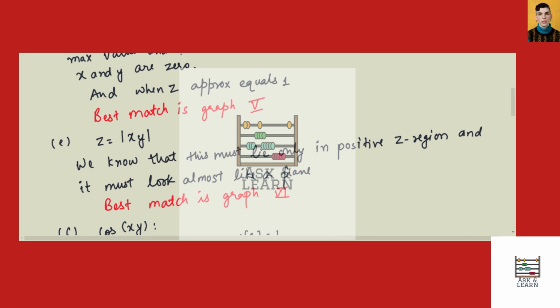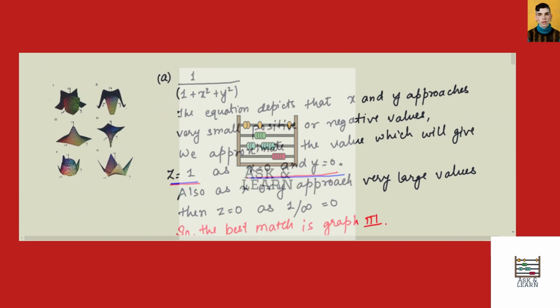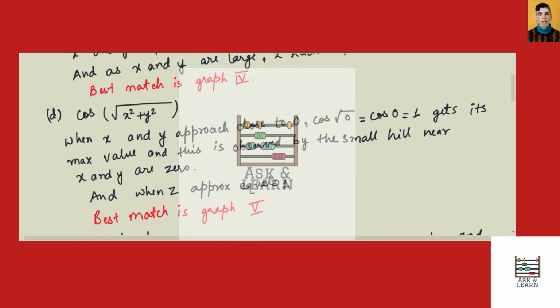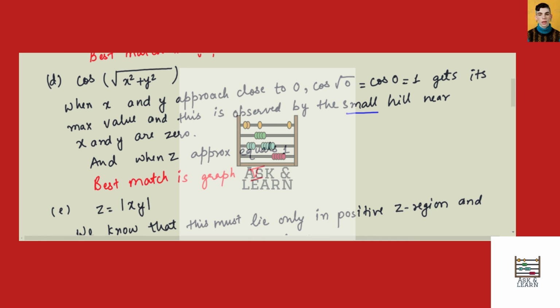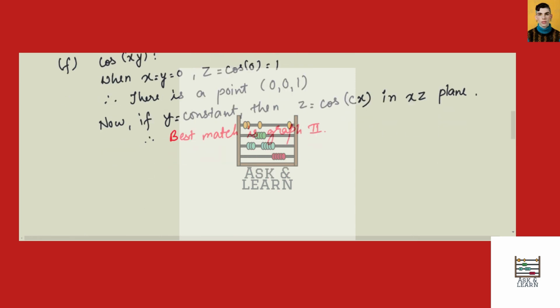Now for f(x,y) equals to mod of xy, we know that this must lie only in the positive z region, because the mod is given to us. And it must look almost like a plane. So this mainly matches with the sixth graph. This should be like a plane, and above it was looking like a small hill near where x and y are 0.